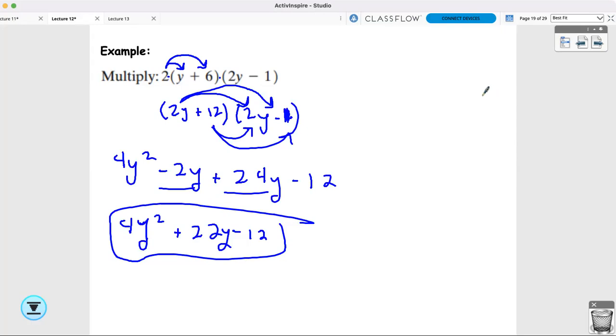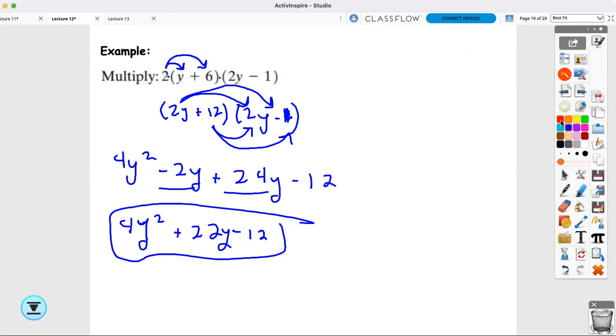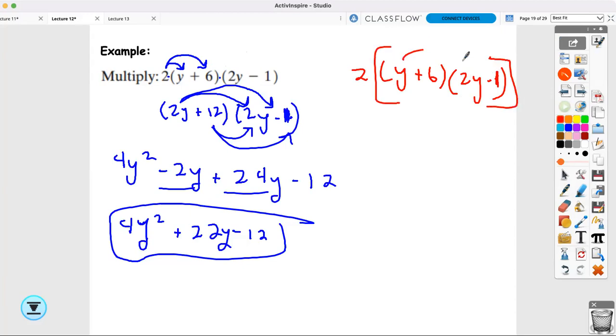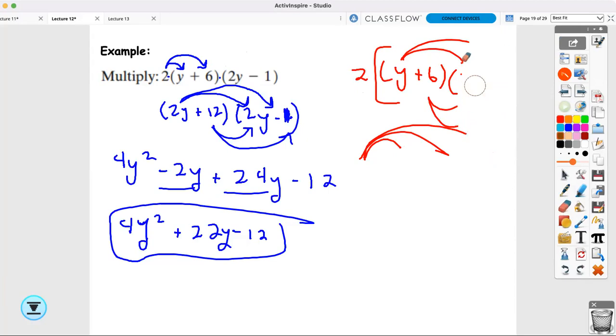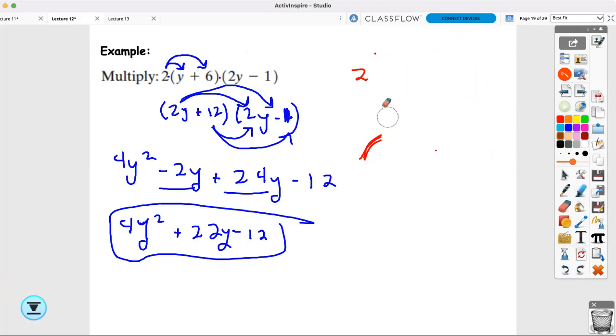Now, another thing you could have done, right? Let's say you didn't want to distribute the 2. What if you don't want to distribute the 2? Then you have this, y plus 6, 2y minus 1. So we could have multiplied these two first using FOIL, and after we've done that, then distribute the 2 to everything else. But it doesn't matter. Like I said, as long as we're comfortable with the steps and the math, we're okay. Anyone have any questions on this example, guys?